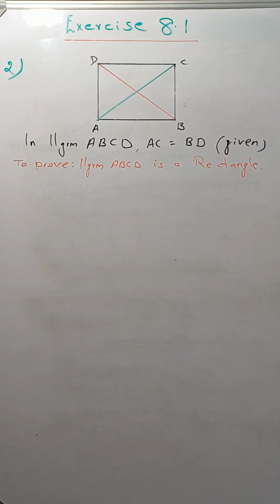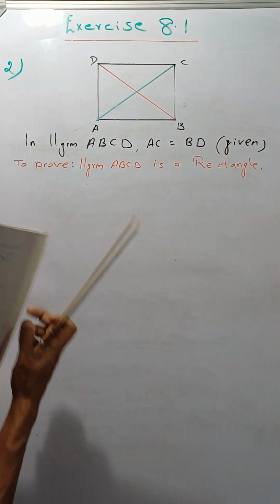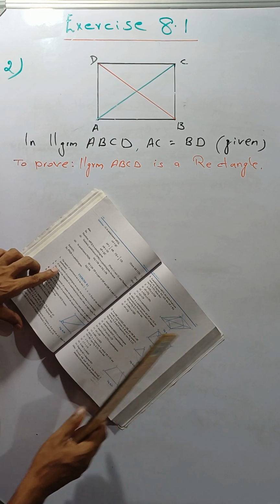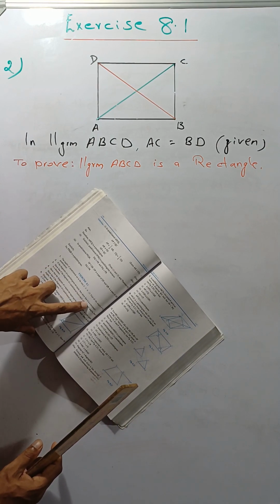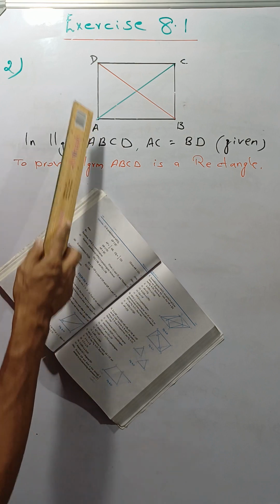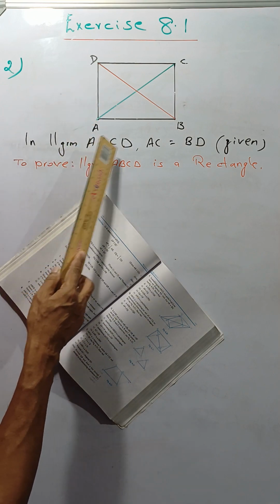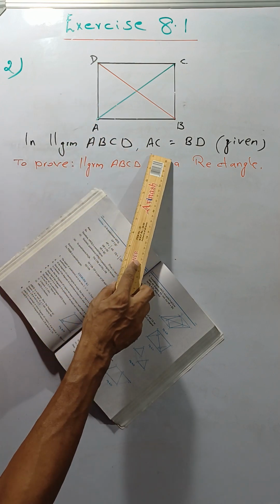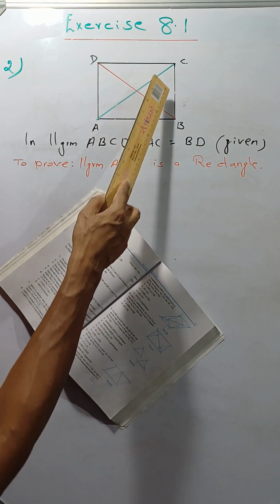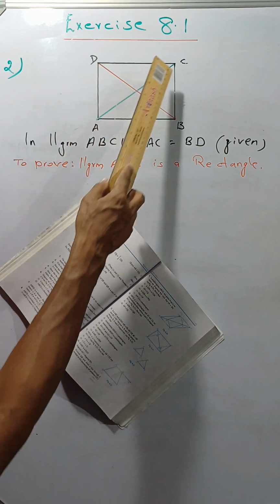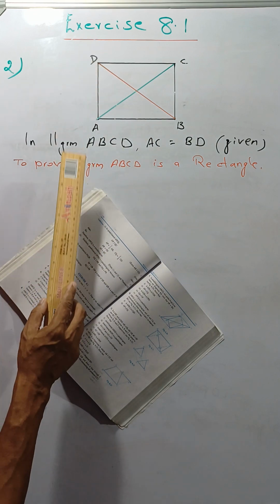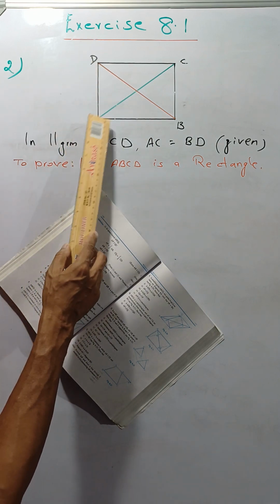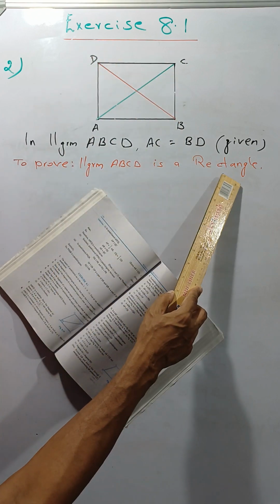Now let us go to question number 2. If the diagonals of a parallelogram are equal, then show that it is a rectangle. Here it is given a parallelogram ABCD. Here it is given that both diagonals are equal. AC is equal to BD. Then we have to prove this parallelogram is a rectangle.